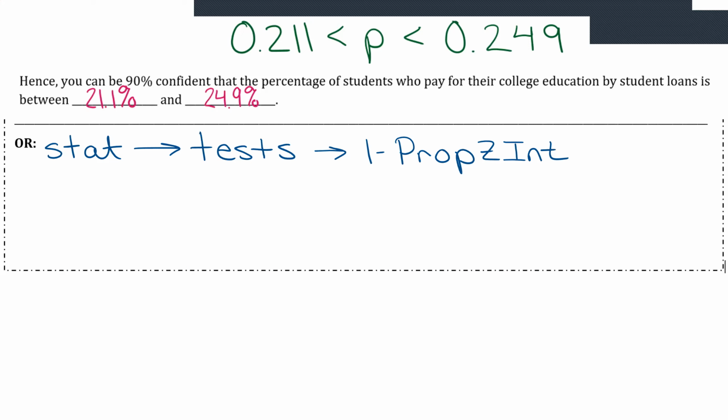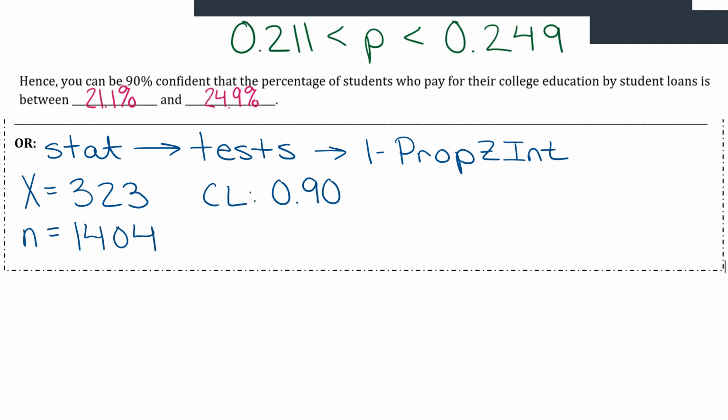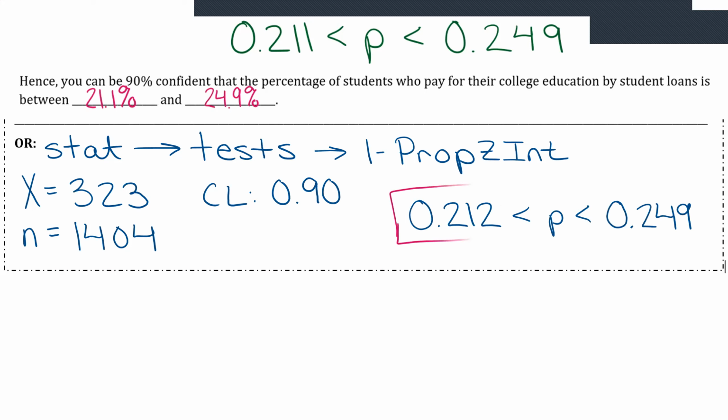So you'll select that, and then it only needs a couple pieces of information, which is nice. It just needs to know what x is, what n is, and the confidence level. So x was the 323, n was 1404, confidence level was 0.9, and it's going to give you a final answer of 0.212 and 0.249.